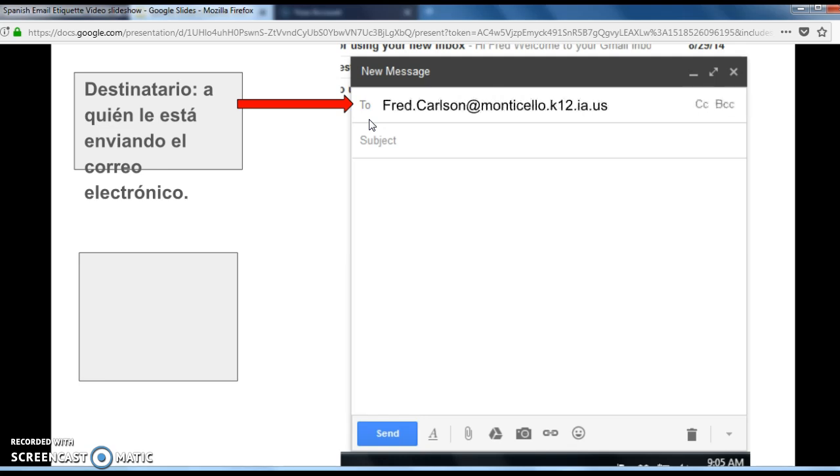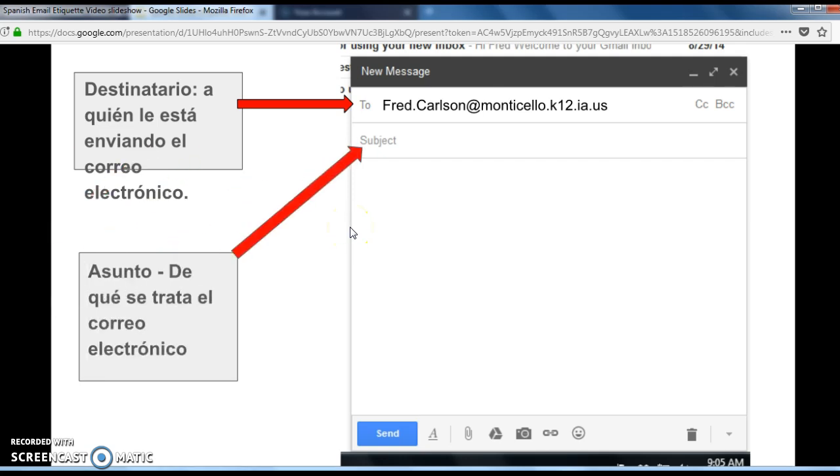Here's Fred's email address, fred.carlson@monticello.k12.ia.us. The front part is usually the person's name. The @ is the start of where their email is from. This is from a school because it says monticello.k12. It means K-12, kindergarten through 12th. .ia tells us the state, Iowa, and .us tells us it's in the United States.